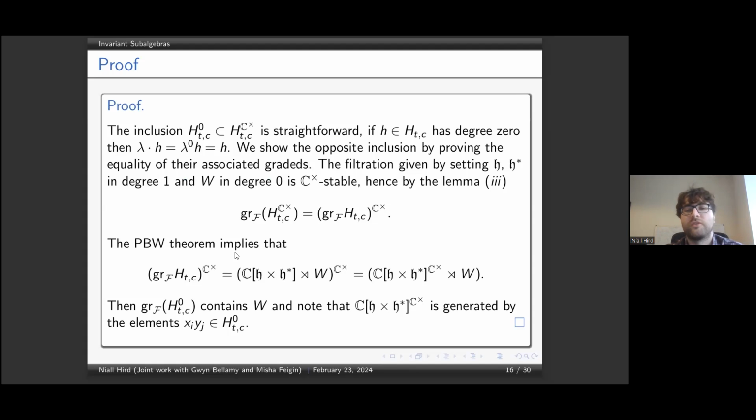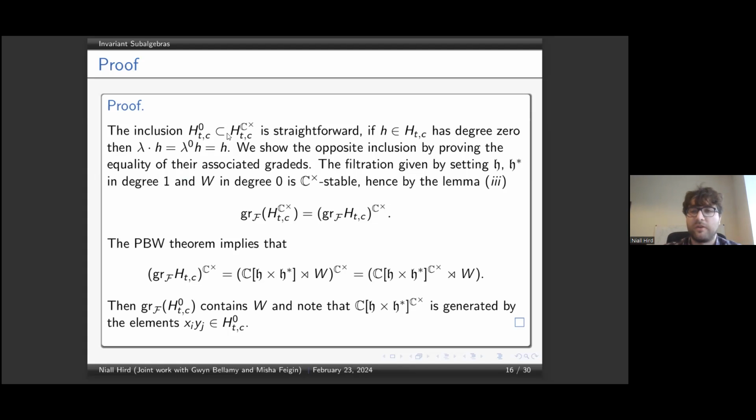The opposite inclusion, though, this is where we have to use that important lemma that concerned the associated gradients at the start of the talk. So what we do is we show that their associated gradients are equal. We know that H0 now is a subalgebra of H_{C^x}, and that means that its associated graded is a subalgebra of the associated graded of H_{C^x} as well.